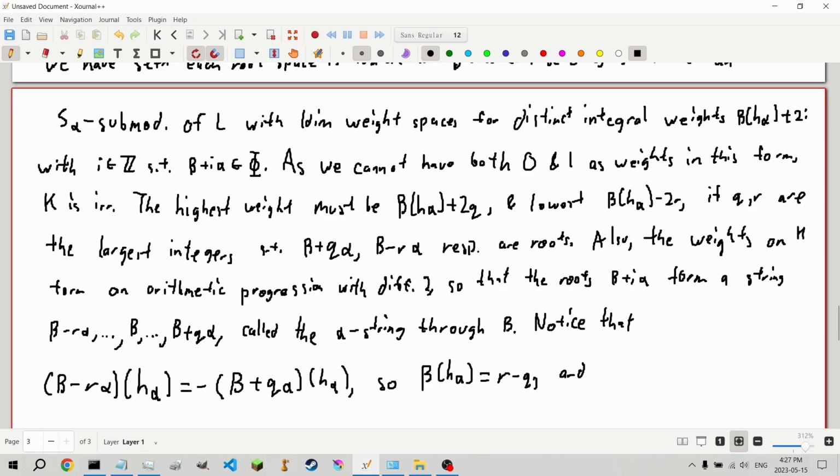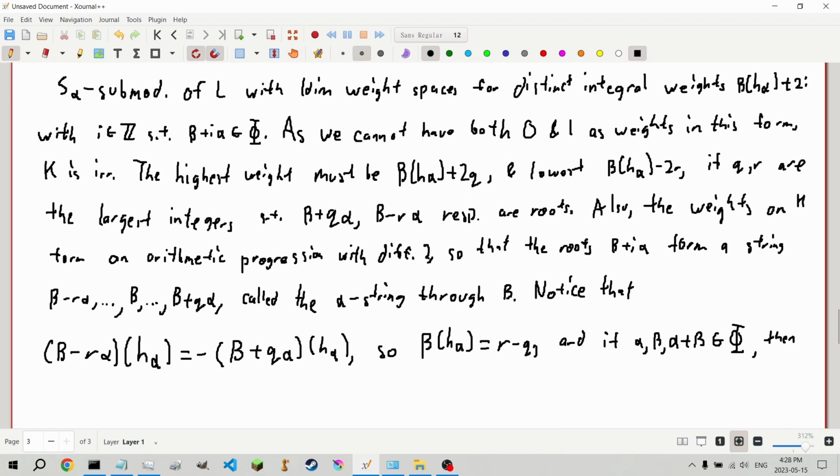And we notice that if alpha, beta, and their sum are roots, then from previous results we know that the adjoint of L alpha maps L beta onto L alpha plus beta.